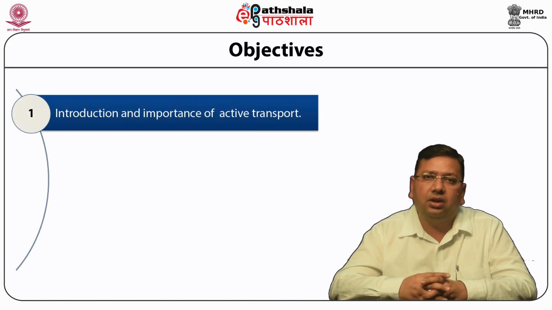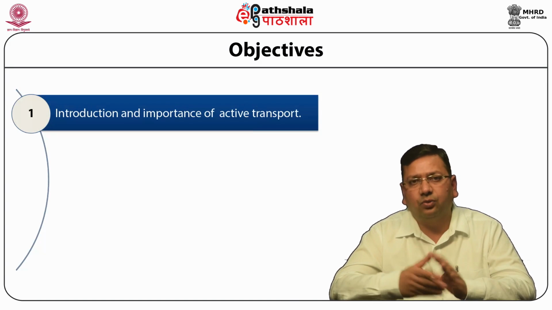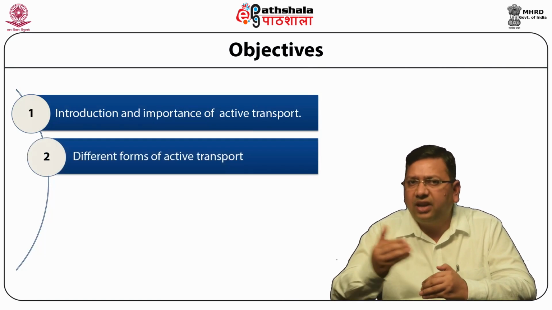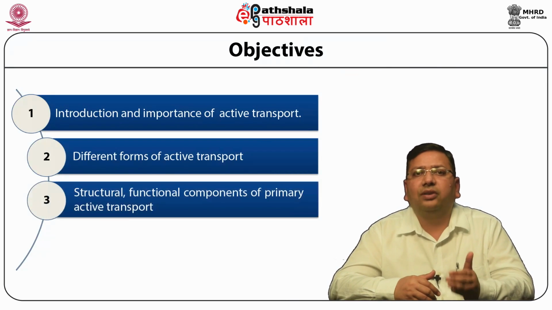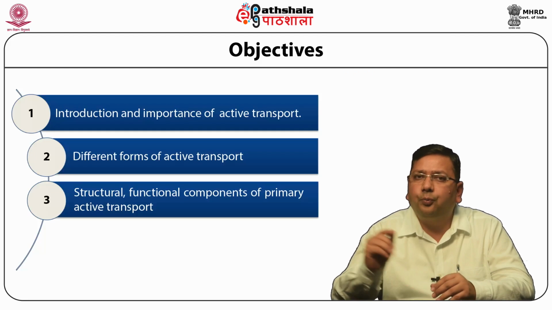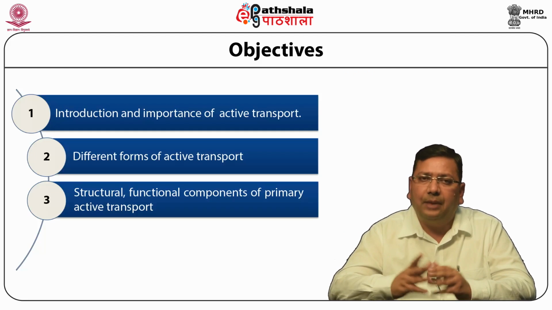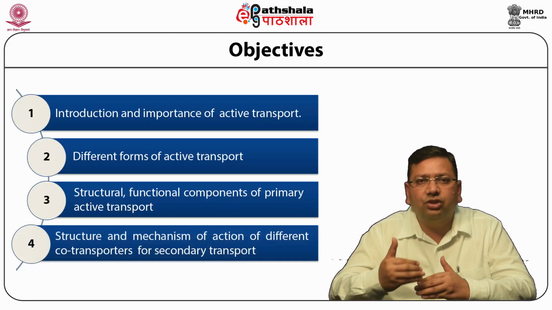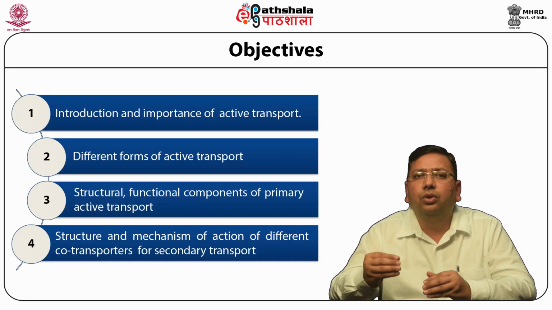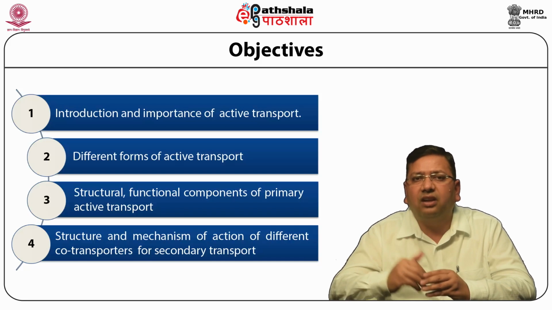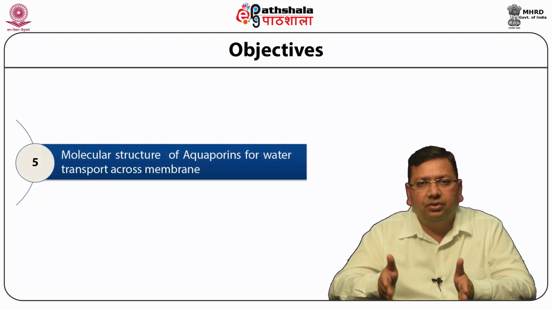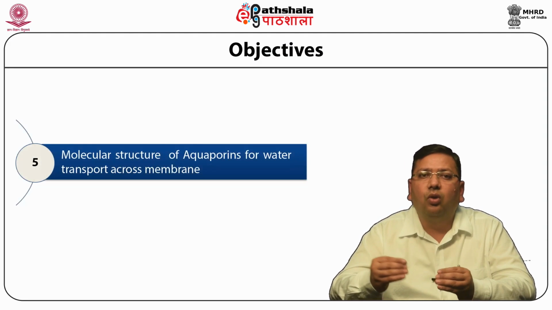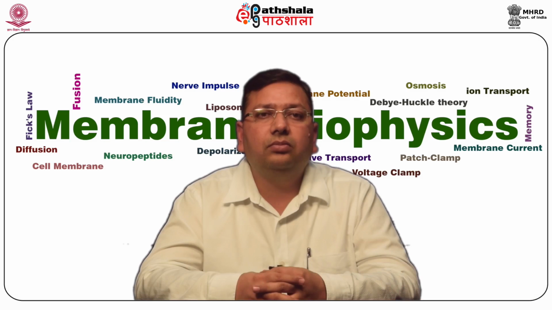Firstly, the introduction and importance of active transport, then different types of active transport. Then we will proceed towards the structural and functional components of primary active transport. Simultaneously, we'll go for the structure and mechanisms of action of different transporters for secondary transport. And lastly, we will talk about molecular structures of aquaporins for water transport across the membrane.